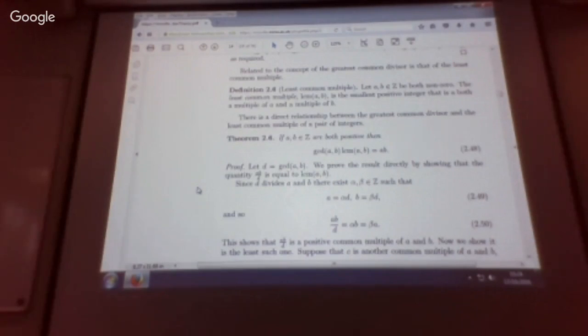But formally, where we stand at the moment, we haven't yet proved that theorem, that every integer has a unique prime factorization. That's to come fairly soon in chapter 3. We're going to be using the greatest common divisor idea to prove it. But we're not quite there yet. Okay, so that's the least common multiple.